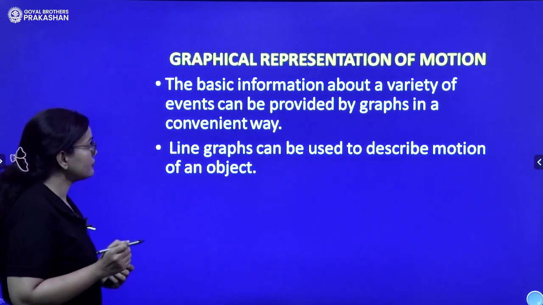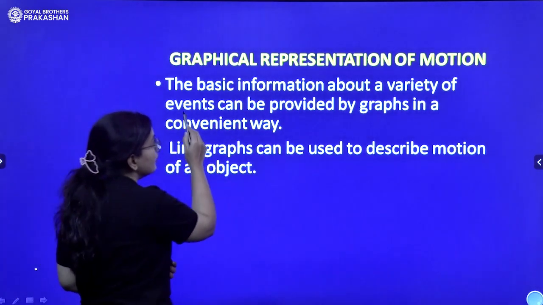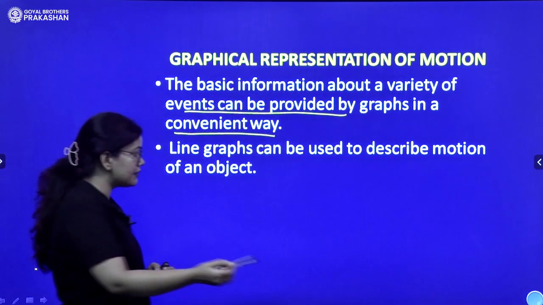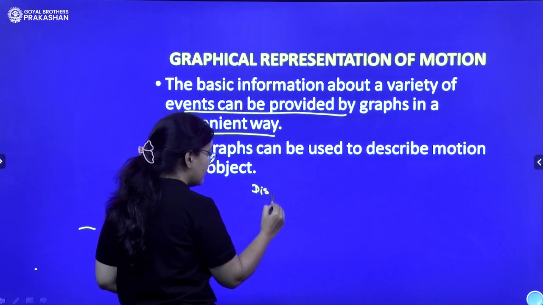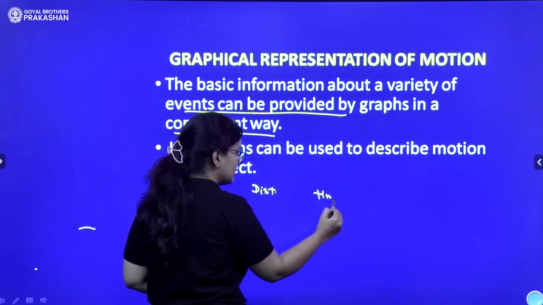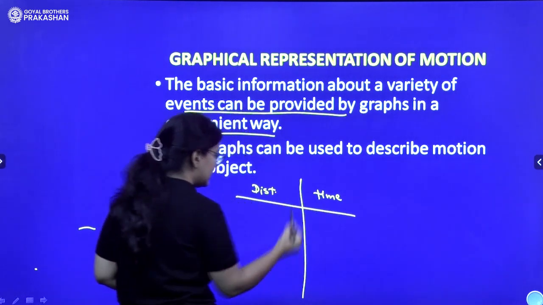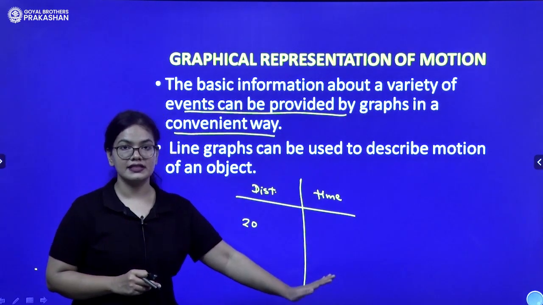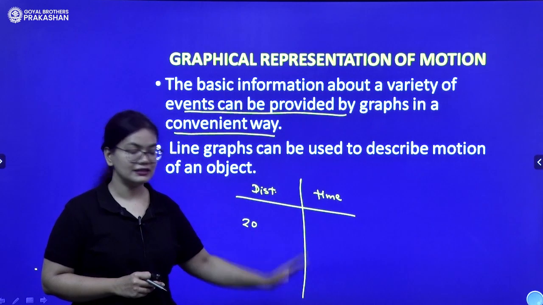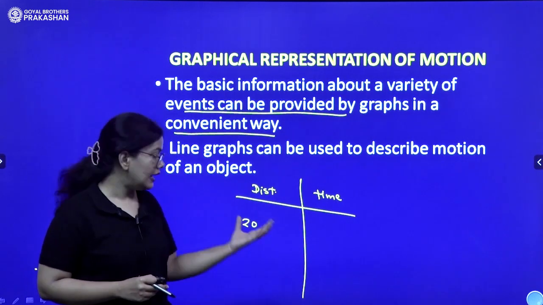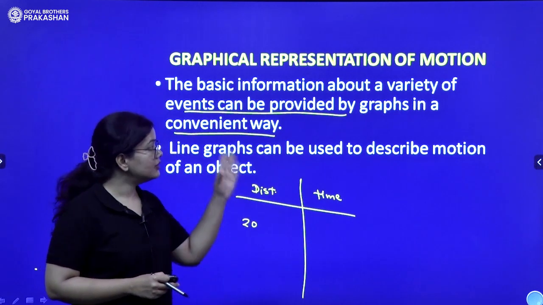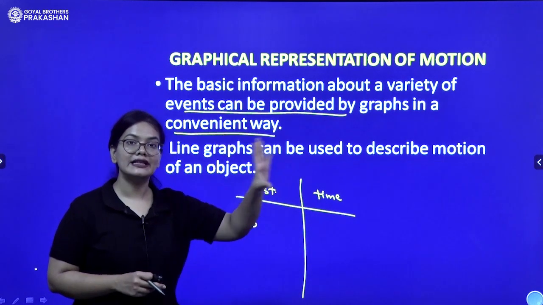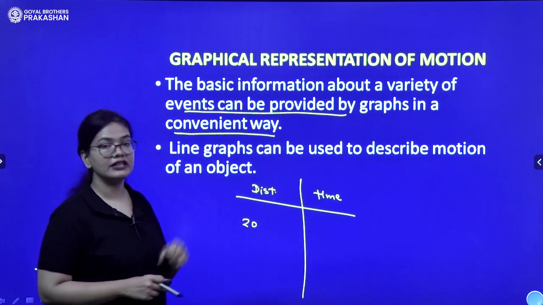So let's begin. The basic information about a variety of events can be provided by a graph in a convenient way. How convenient a way? Suppose you have the distance traveled by an object and the time, and you have, let's say, 20 readings. Let's say 1 kilometer in 2 hours, 5 kilometers in 6 hours, 10 kilometers in 15 hours, and so forth. You have so much data with you, 20 sets of readings. Now, with the help of a single graph, you can remove this table and simply plot the entire information on the graph. That is why it is a convenient way.